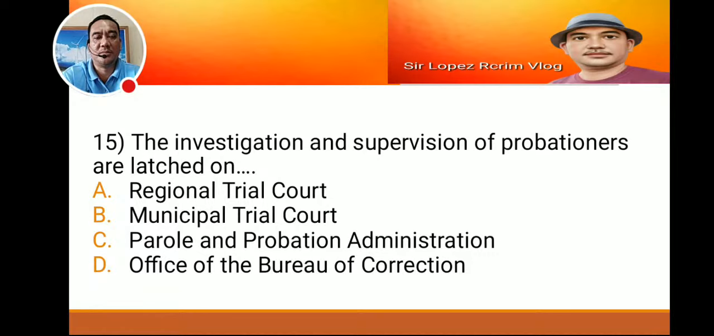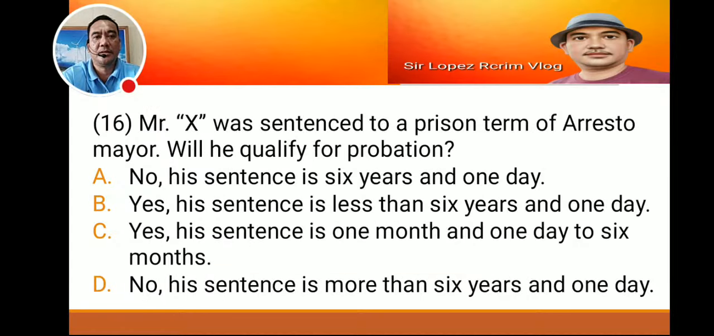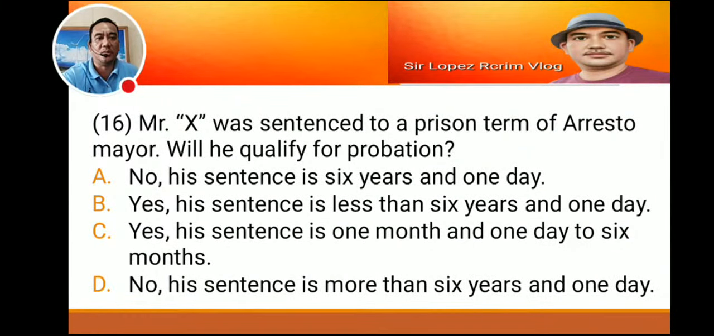Let's proceed to number 16. Mr. X was sentenced to a prison term of arresto mayor. Will he qualify for probation? Letter A, no. His sentence is 6 years and 1 day. Letter B, yes. His sentence is less than 6 years and 1 day. Letter C, yes. His sentence is 1 month and 1 day to 6 months. Or letter D, no. His sentence is more than 6 years and 1 day.